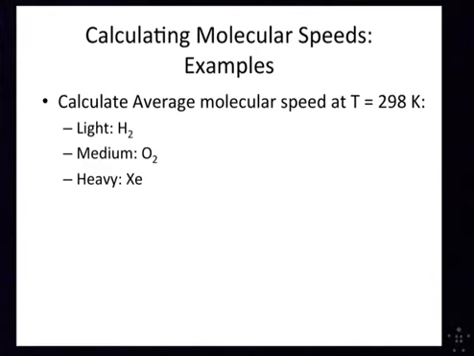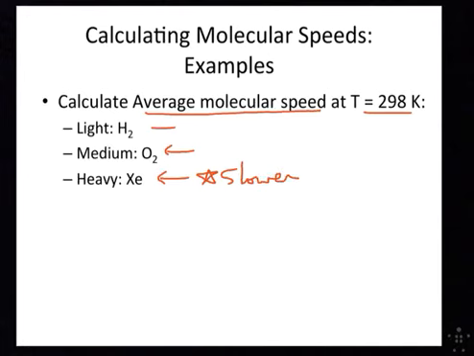Okay, so in this video, I'm going to show you a couple of examples of how we can use those equations for molecular speed and kinetic energy to calculate average molecular speeds at a fixed temperature for light molecules and for heavier molecules. And so we should see that the heavy molecules move slower on average than the lighter molecules. The lighter ones should move faster.